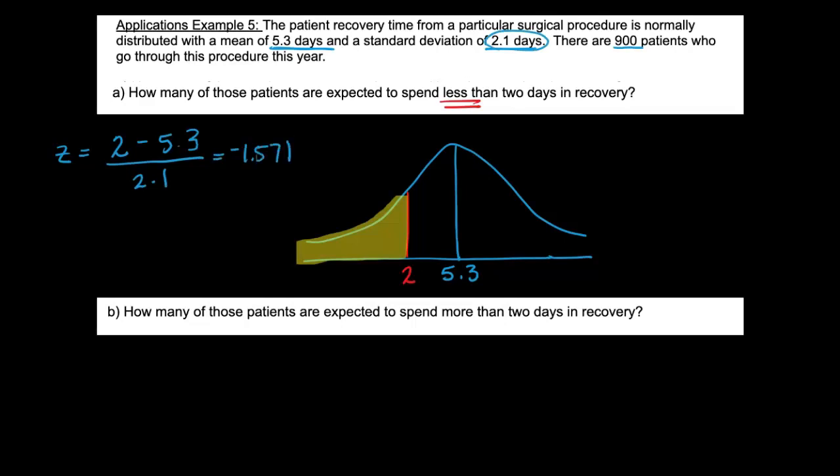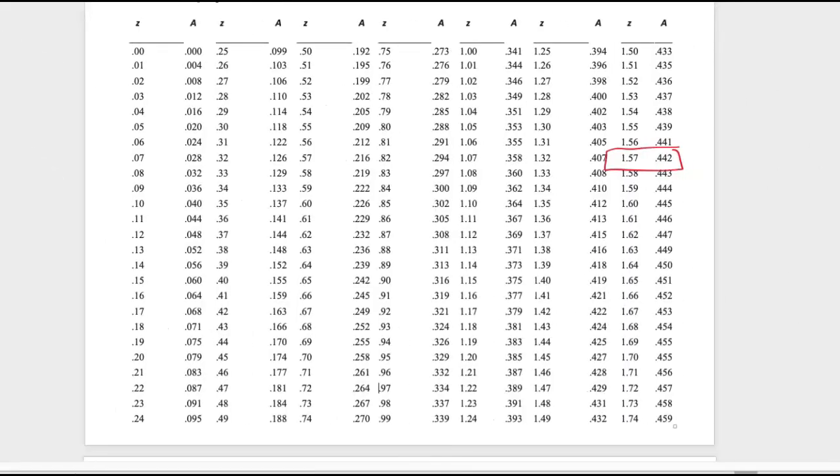The chart goes to 2 decimal places, so I'm going to cut it off at the 7 and say the z-score is approximately negative 1.57. And so I will label 2 as having a z-score of approximately negative 1.57. So now I can go to the chart, and you can see here I've already have it circled. A z-score of 1.57 gives me an area of 0.442.